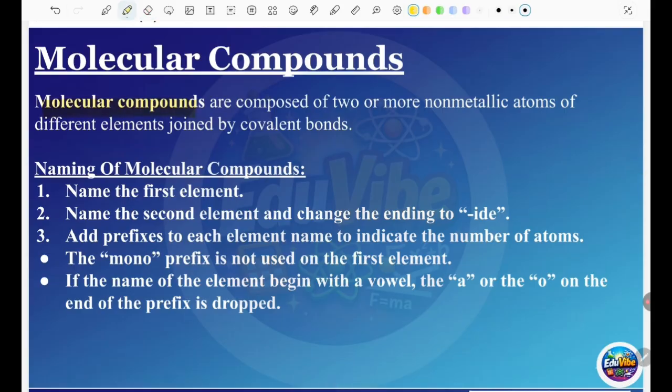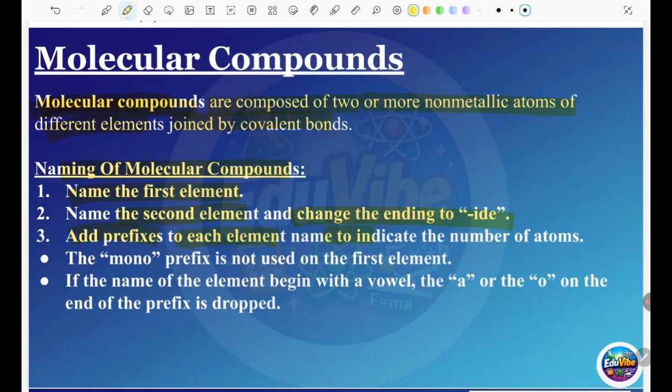The molecular compounds are composed of two or more non-metallic atoms of different elements joined by covalent bonds. When two or more non-metallic atoms of different elements join by covalent bonds, these are called molecular compounds. So how can we name them? The names of molecular compounds are made by first writing the first element, then writing the second element, and changing the ending to "ide."